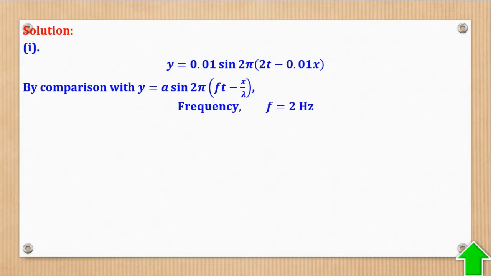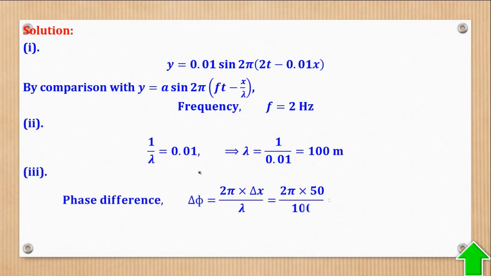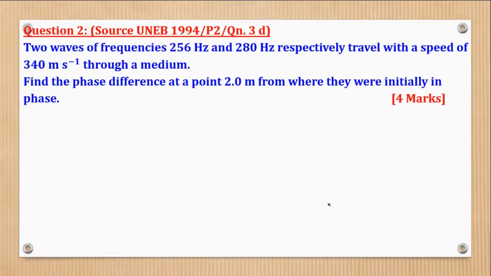So we realize that now frequency is 2. Then for Roman 2, compare still this with this, you realize that wavelength is 100 meters. Then the phase difference is 2 pi delta x over lambda. 2 pi, delta x is the distance apart, and lambda is 100. You come up with this as the phase difference.